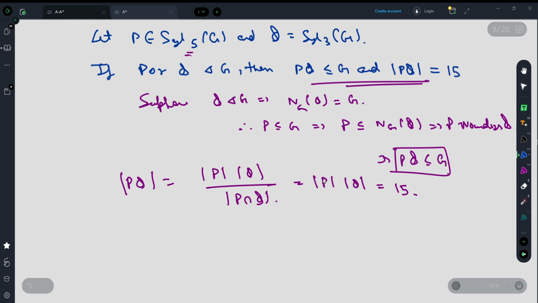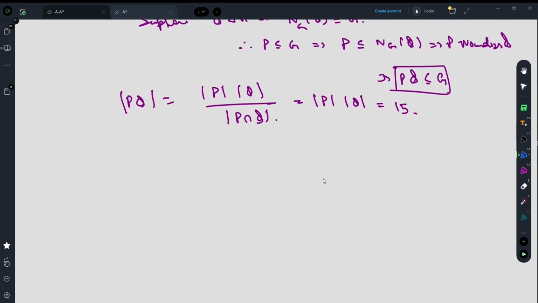So that must be equal to the order of P times the order of Q. But the order of P is 5 and the order of Q is 3. So it's 15. Is this part clear? Okay.